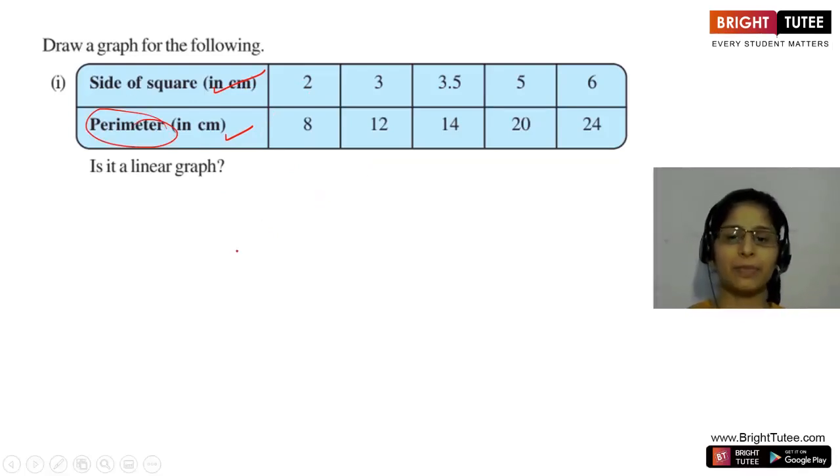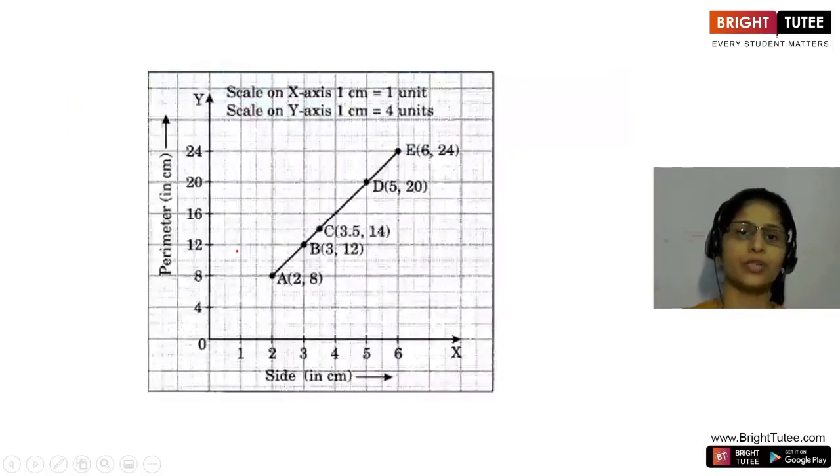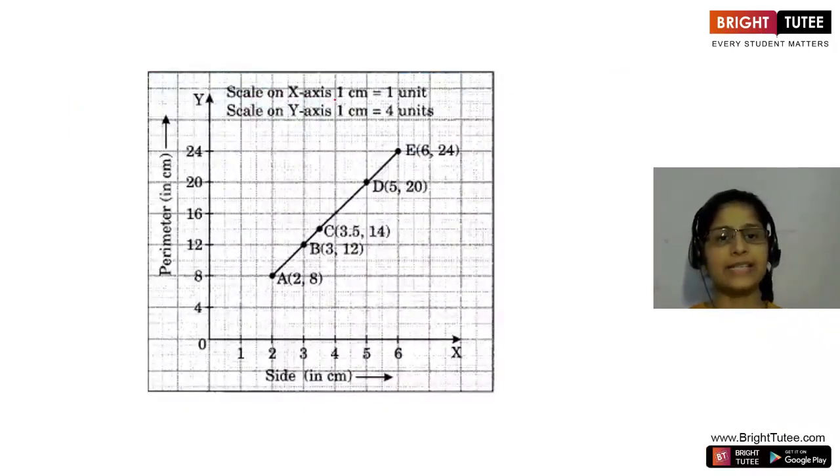So you need to take a graph paper, and when you are going to draw it, it is going to be like this. So on the x-axis 1 centimeter is representing 1 unit, and on the y-axis 1 centimeter is representing 4 units. So 1, 2, 3, 4, 5, 6 we have represented here, and 4, 8, 12, 16, 20 and 24, that is the perimeter is represented here, the side is represented here, and it is of a square.